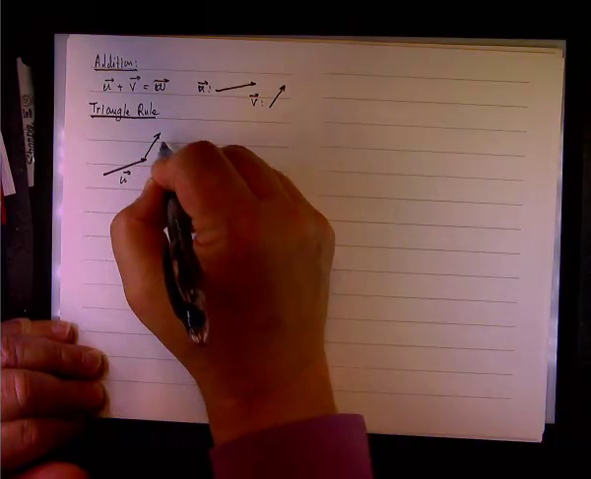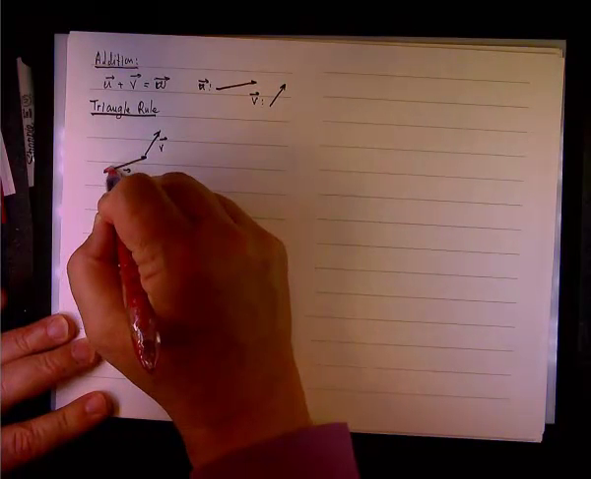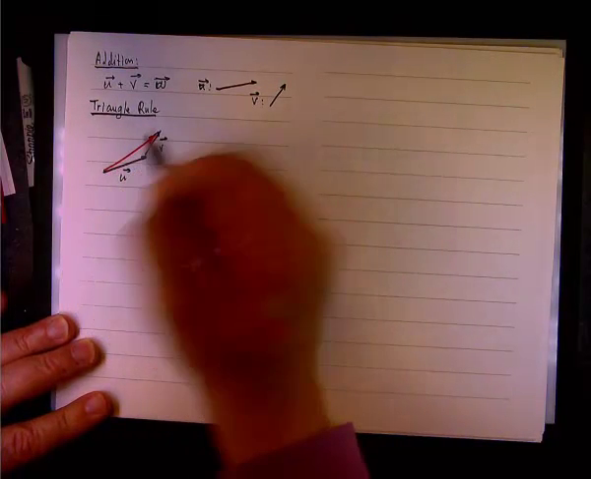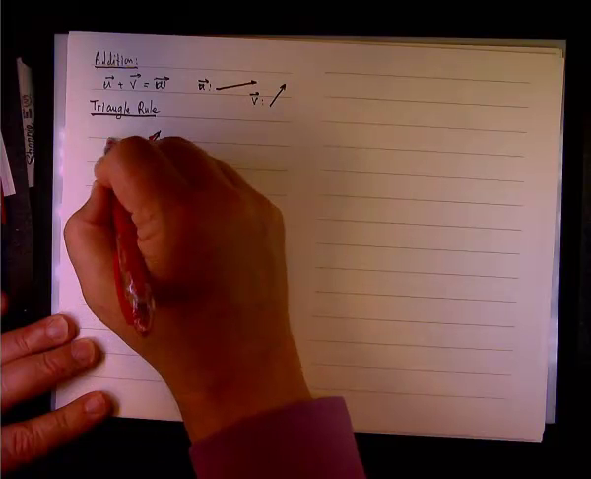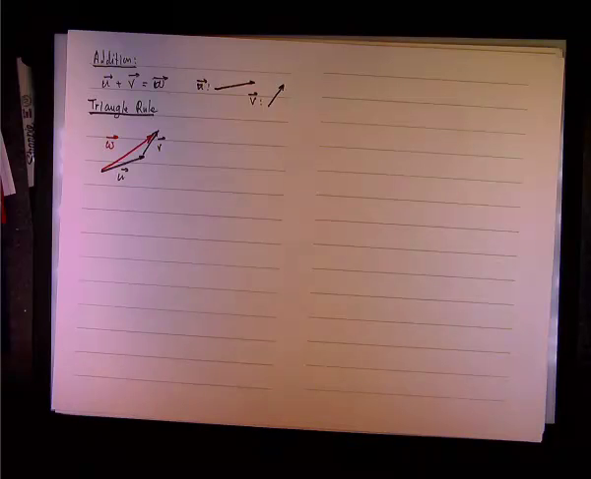So here's vector u, and here's vector v. The result of the addition will be a vector whose initial point is the initial point of u, and the terminal point is the terminal point of v. Okay? So the result is vector w. And you can see that we created a triangle. All right?